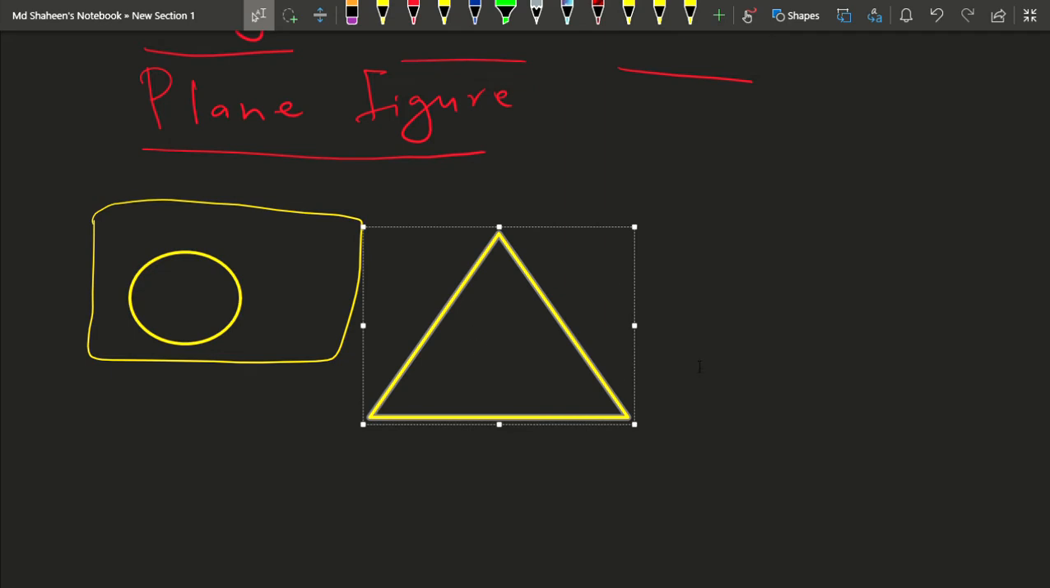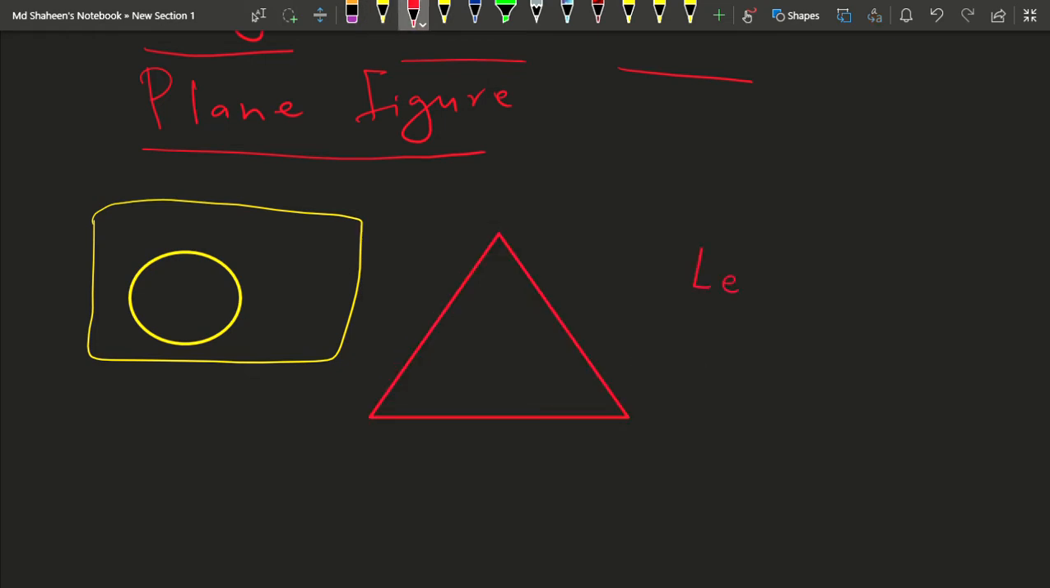What do I mean by two dimensions? It means you need only two things. One thing is length and another thing is breadth. You need only these two things, so you will call it a plane figure. Okay, so now we know what a plane figure is.